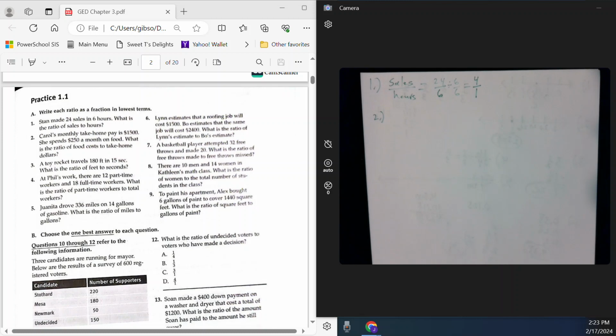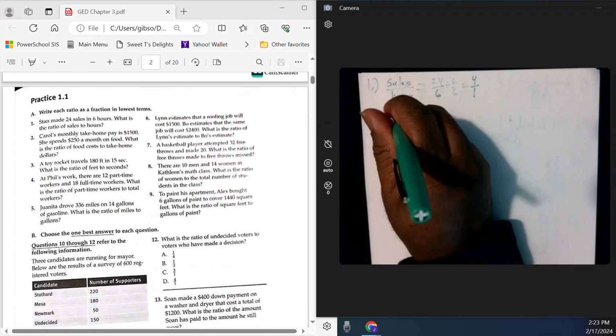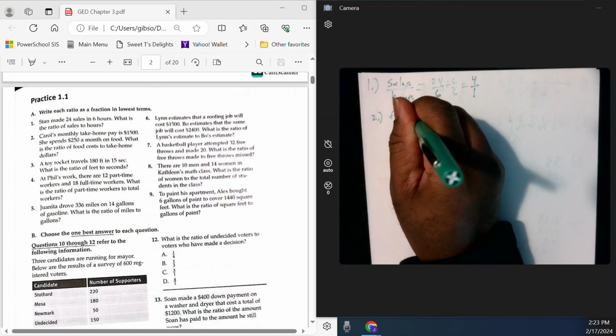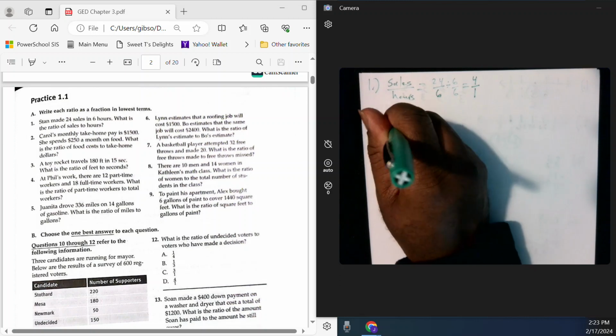Number 2, Carol's monthly take-home pay is $1,500. She spends $250 a month on food. What is the ratio of food costs to take-home pay? So we have food costs to take-home pay.